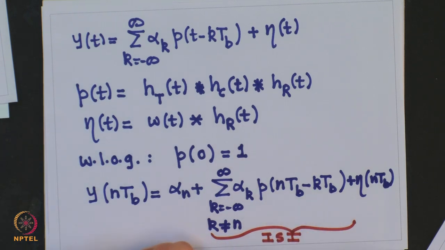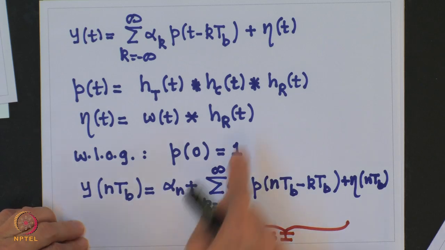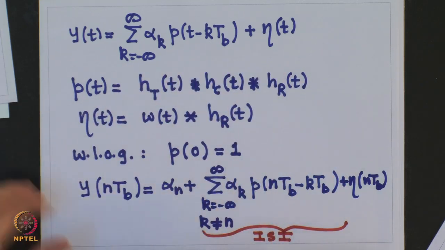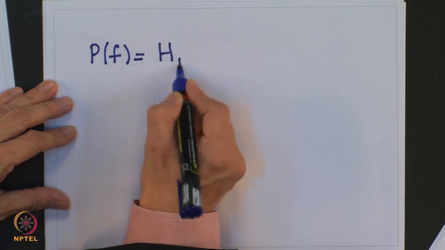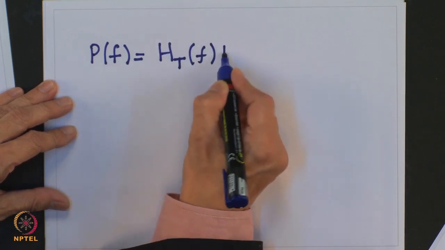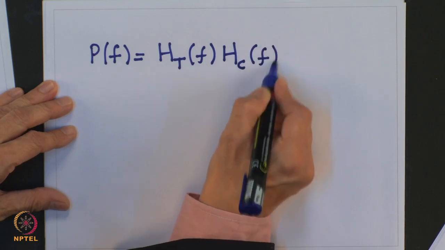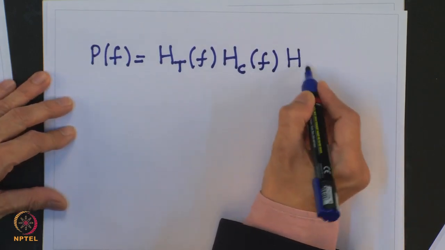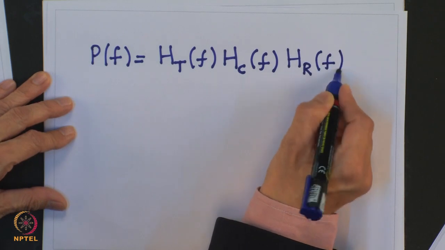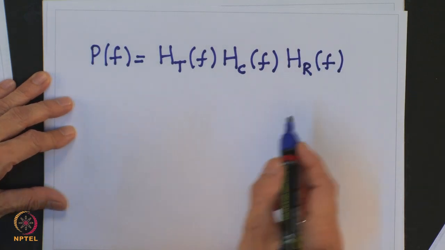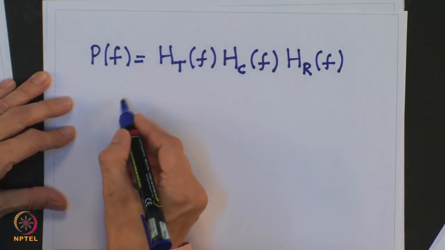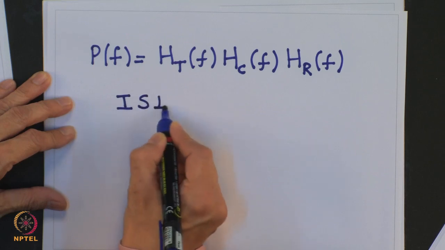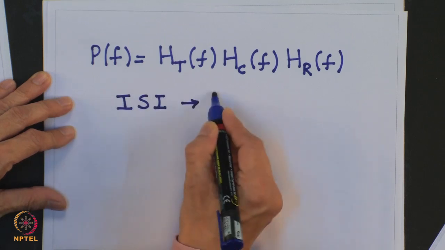intersymbol interference. Now, we will look into the conditions on the overall transfer function, which is given by Pf equal to HTF multiplied by the channel transfer function HCF multiplied by the receiving transfer function HRF. We will try to choose this Pf in such a way that we get ISI to be 0.